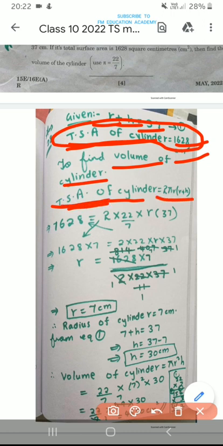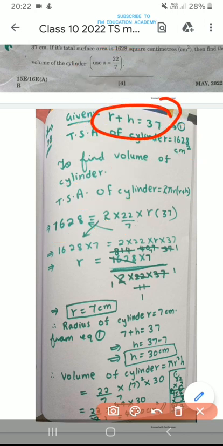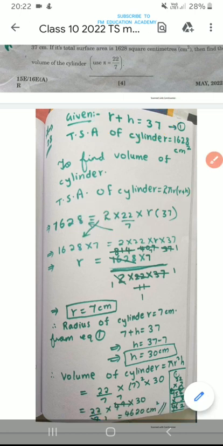So substitute the value of total surface area: 1628 is equal to 2, as it is, pi is 22 by 7. It told us to take the value of pi as 22 by 7, into r, as it is not given. Now r plus h is given in the question, 37. So substitute here 37. Now cross multiply and solve this. Divided by 7, if it goes that side becomes into 7. So 1628 into 7 is equal to 2 into 22 into r into 37.